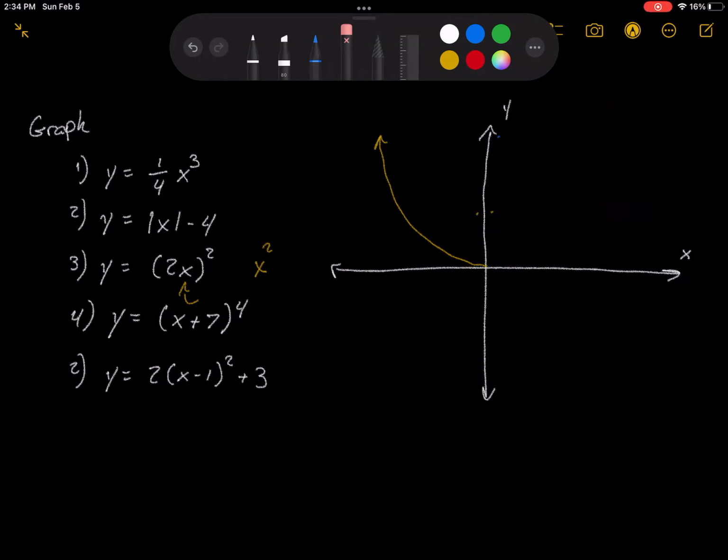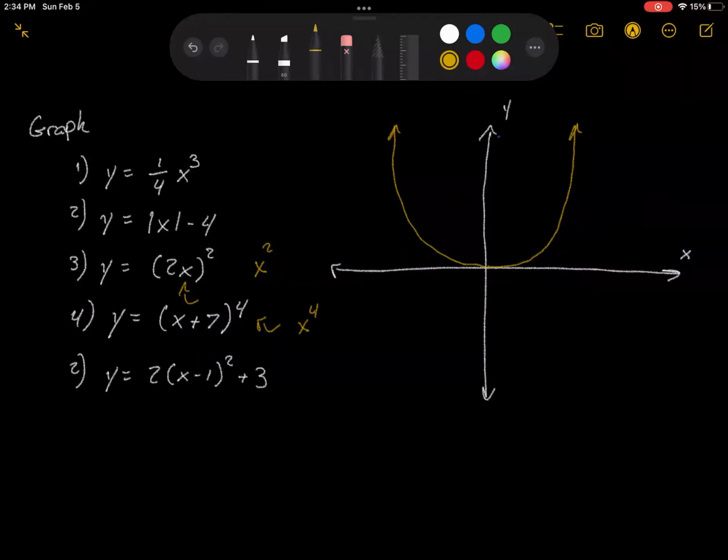All right, function number 4. Function number 4, we're going to view this as a transformation of x to the 4th. So x to the 4th kind of looks like x squared, except it's a little bit flatter, and it grows much faster as soon as we overtake 1.